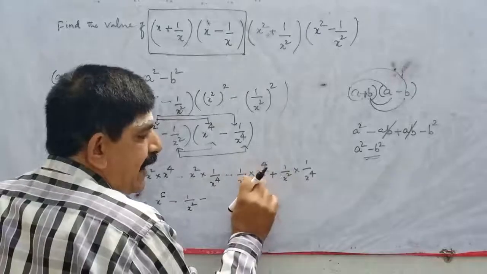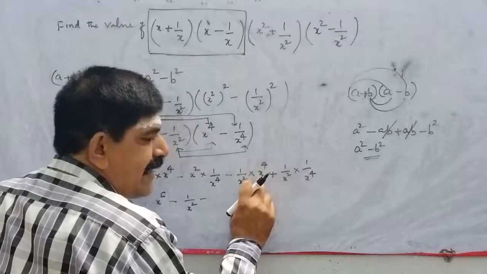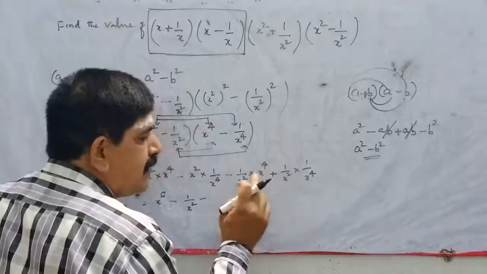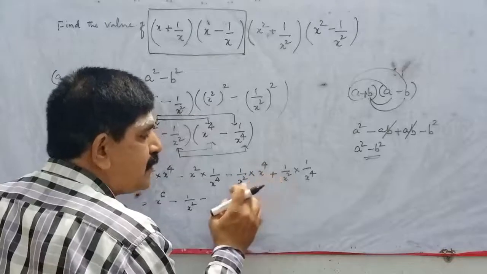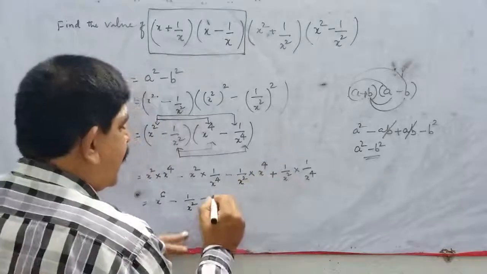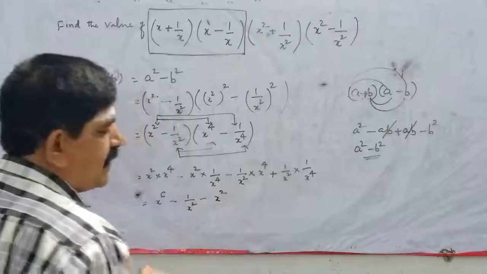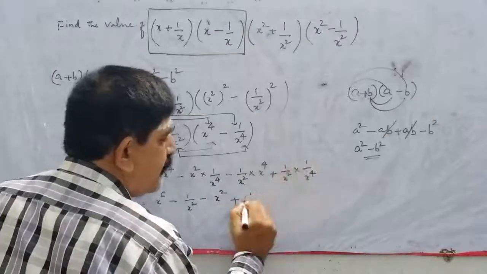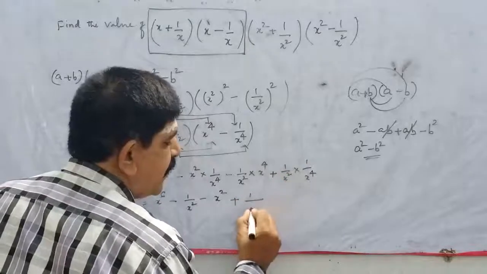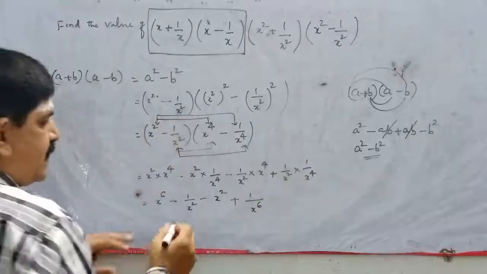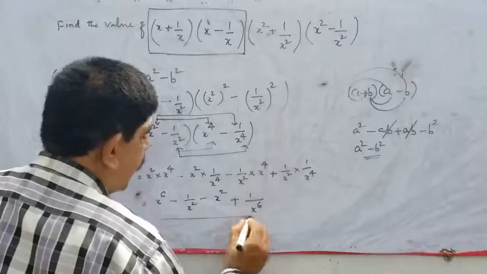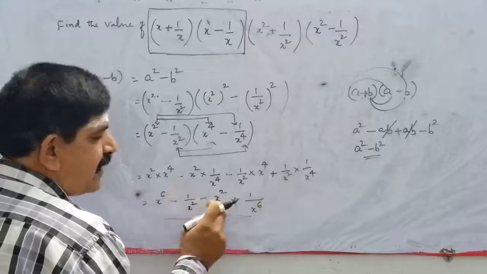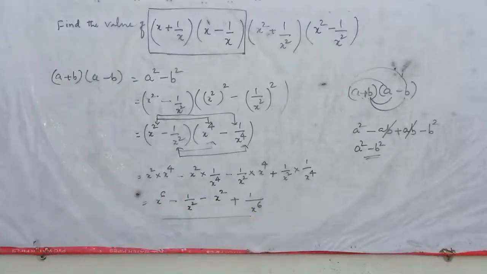Here the numerator is having 4 x terms and the denominator is having 2 x terms. So out of 4 x terms, 2 terms get cancelled. So the remainder is 2 x terms, that is x square. Plus 1 into 1 by x square into x to the power of 4 is x to the power of 6. So this is the product. So x to the power of 6 plus 1 by x to the power of 6, minus x square minus 1 by x square. Like this we can find the product.